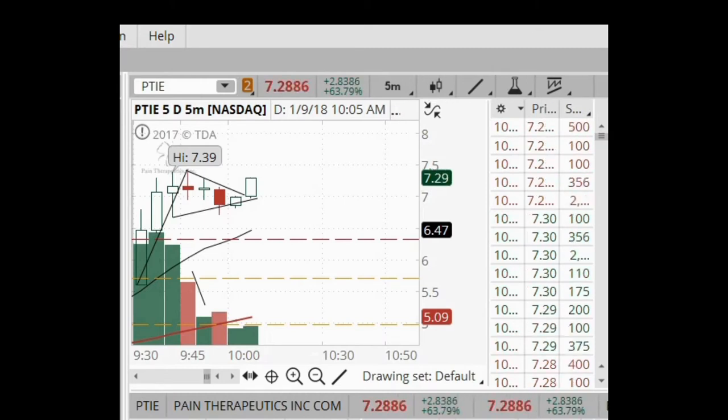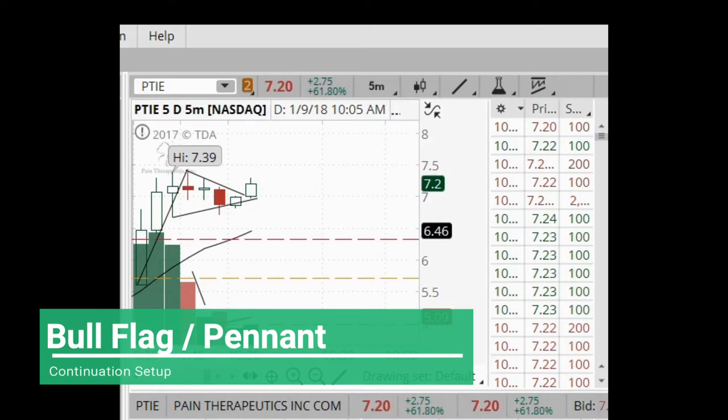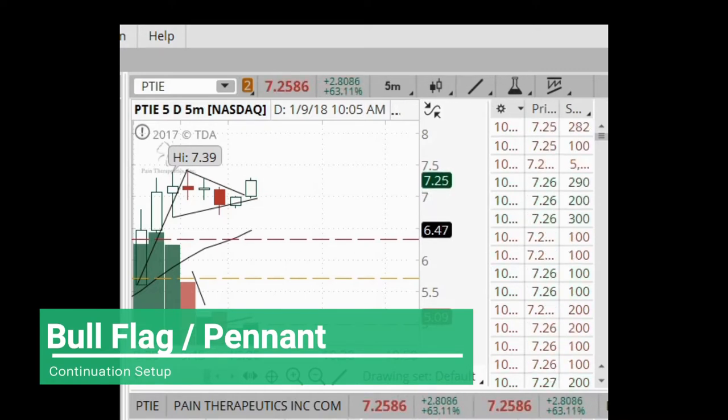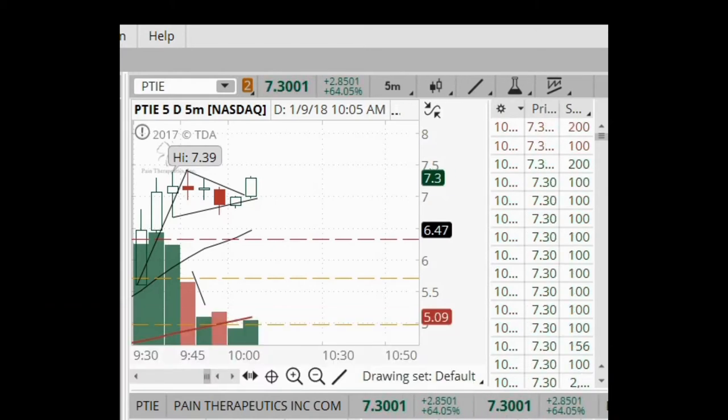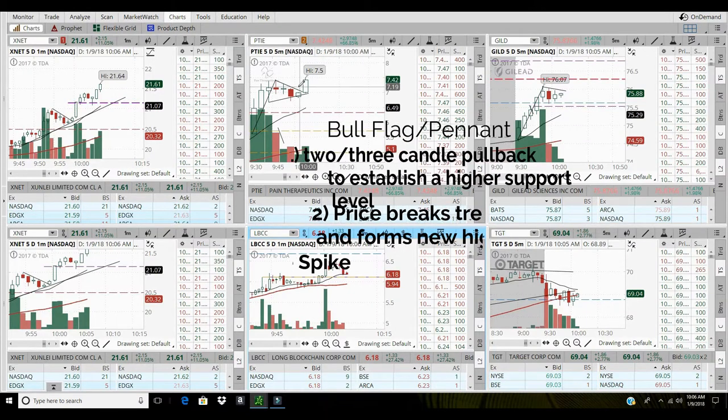Go ahead and buy 1,000 shares of PTIE. I like this breakout of the triangle or flag pattern. Nice. Long at 726.